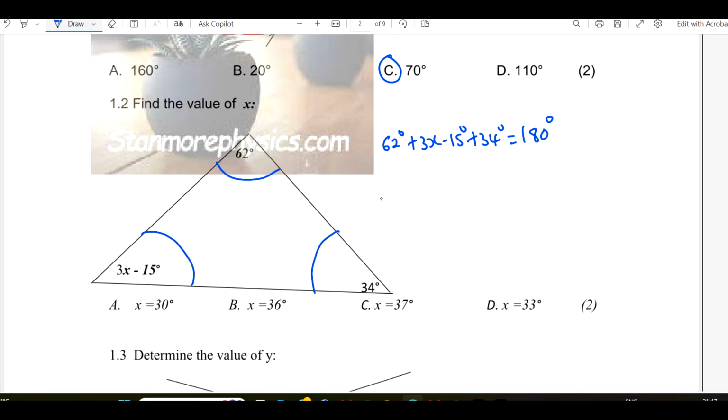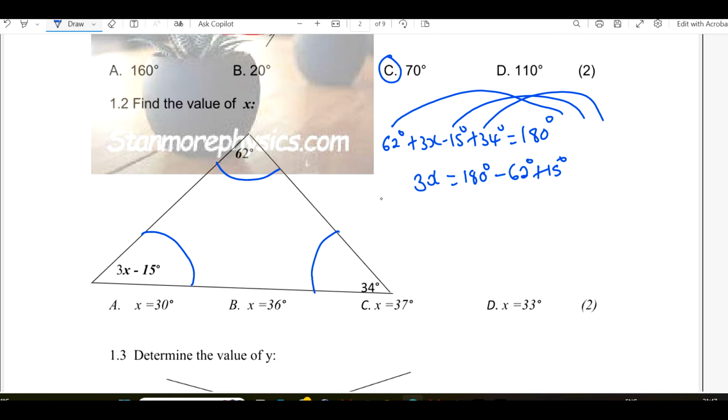Guys, I'm going to take 62, 15, and 34 to the other side so that they can be with their friends, and I'll be left with 3x, because we are solving for an x. So the x variable must be left on the left hand side, and I will take the rest to the right hand side and change sign. It's going to be 180 degrees, and then this 62, when it comes here, will change sign. It's going to be minus 62 degrees, and then this negative 15, when it comes here, is going to be positive 15 degrees, and this 34 is going to be minus 34 degrees.